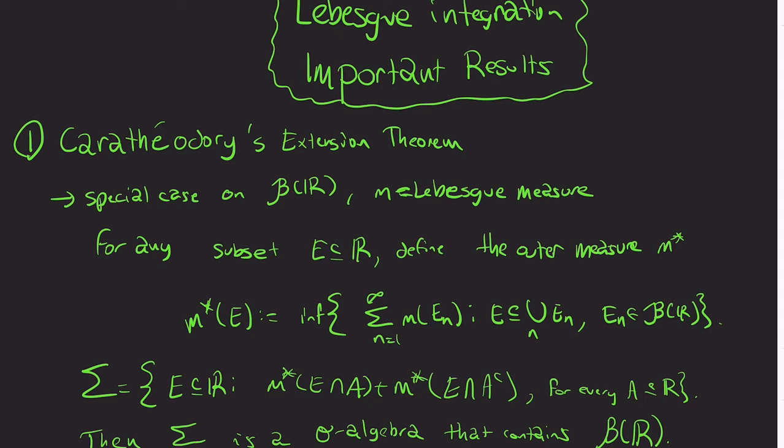Then our sigma algebra is defined via a set of all E such that this property holds for every subset of the real line. And then this sigma algebra contains the Borel sigma algebra. So this is just a trick that defines a sigma algebra, and that gives you a natural extension. That's all that's happening there.